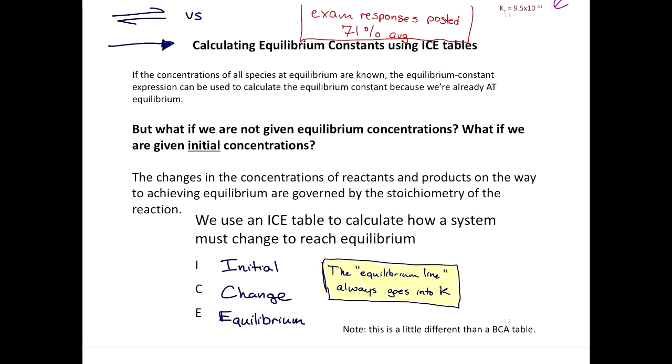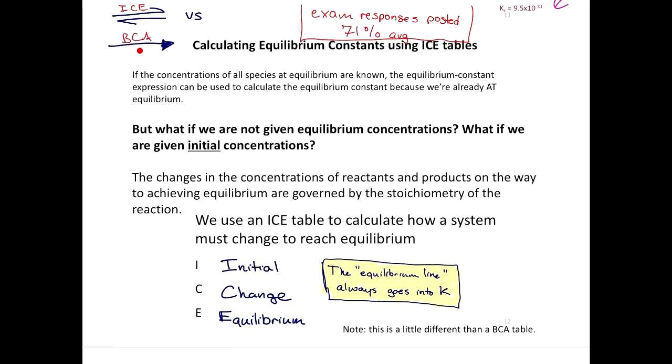In this chapter, we use ICE tables, which are very similar to BCA tables, but also very different. We set it up similarly, but we use it differently. Note that in this chapter, we're talking about chemical equilibrium, so we have the double arrow. We use ICE tables with chemical equilibrium because ICE stands for initial, change, equilibrium. But in chapters 3 and 4, when we did stoichiometry, we did BCA tables, which, again, I'll show you what it looks like. It looks very similar, but very different in application.